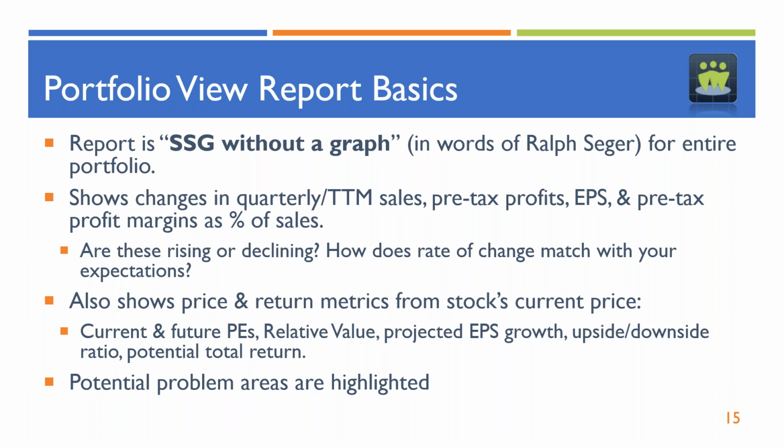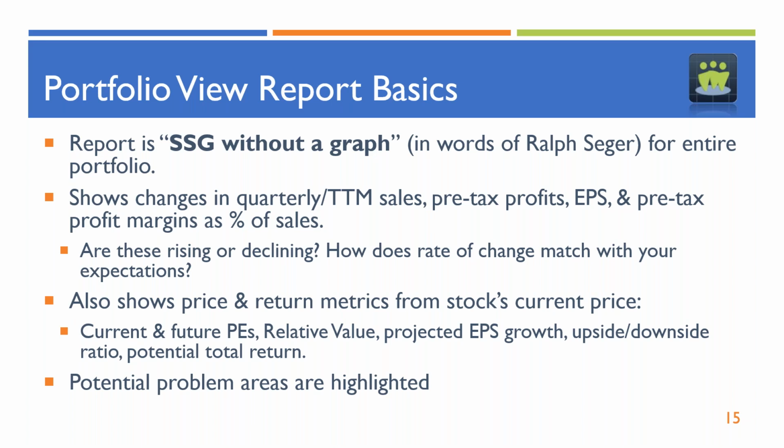In the words of Ralph Seeger, who developed the PERT methodology, a longtime NAIC Better Investing trustee, founder of the Investor Advisory Service, he referred to the portfolio review report as an SSG without a graph for the entire portfolio. It shows you the changes in the quarterly and trailing 12-month sales, pre-tax profit earnings, and pre-tax profit margins as percentage of sales, so that you can identify if they're rising or declining. If they have gone up, are they going up as you expected on your stock selection guide?